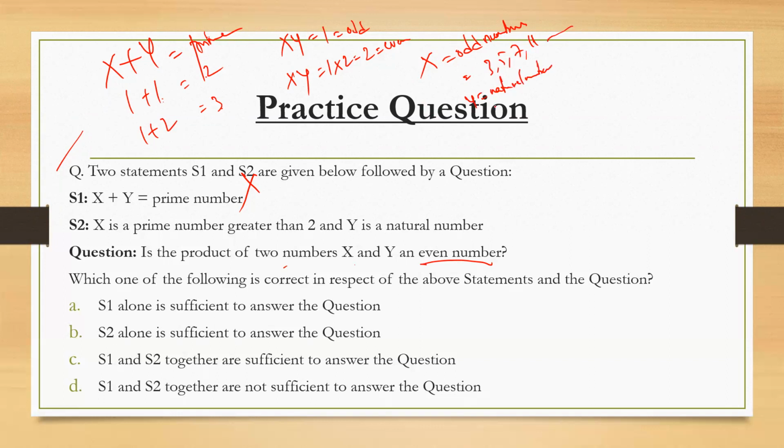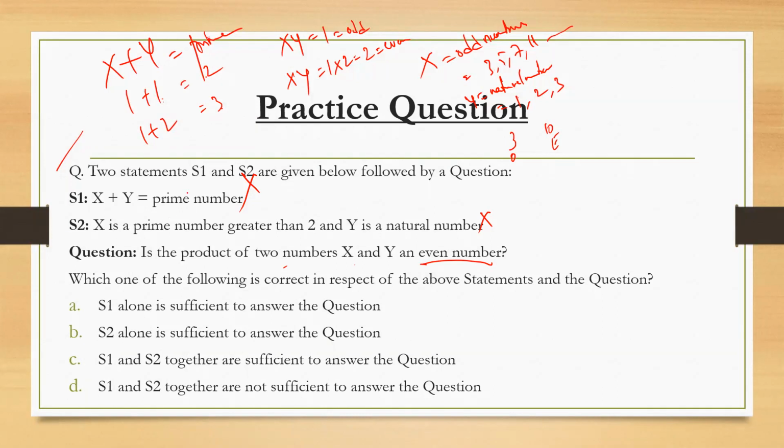Fine. Now, when y is a natural number, it can be what? It can be 1, it can be 2, it can be 3. Okay. Now, if you simply multiply here, again, xy, 1 into 3, that is 3. 5 into 2, 10. That is, we are getting odd and even. So, we are not getting a definite answer again of the product. So, statement 2 alone is also not sufficient to answer the question.